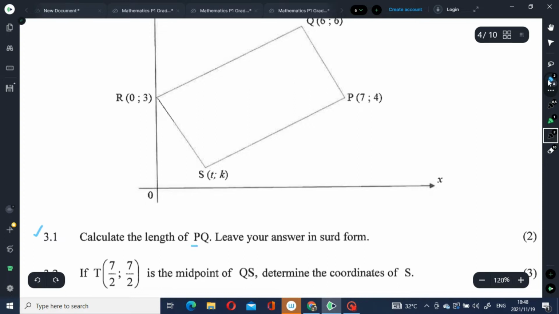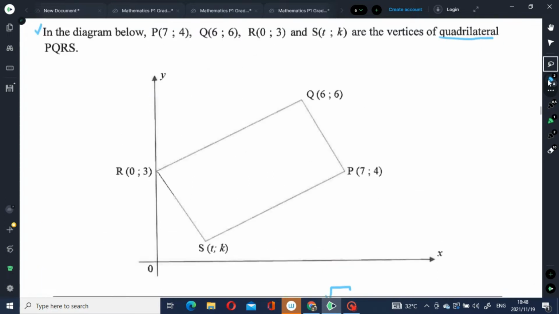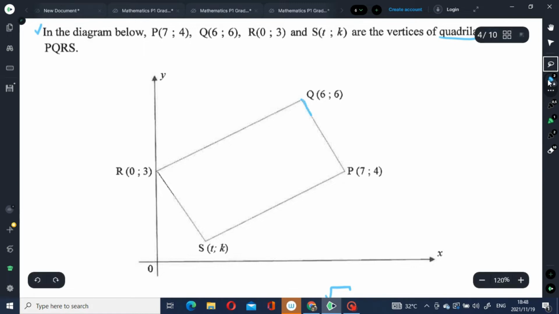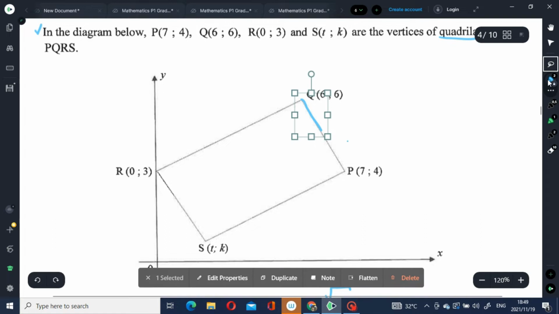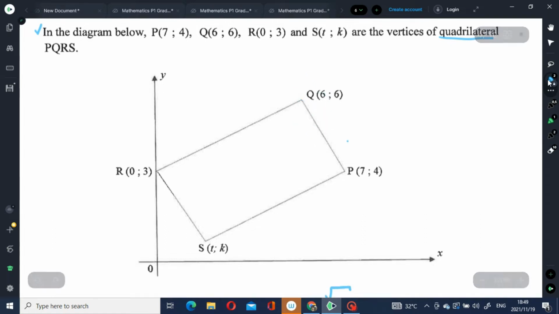It says calculate the length of PQ. Leave your answer in surd form. So the answer should have a square root. It should have a surd. So to find the length of any side, the appropriate thing to do would be to use the distance formula. So I just want to highlight the distance PQ with blue. So let's use the distance formula to find that length.